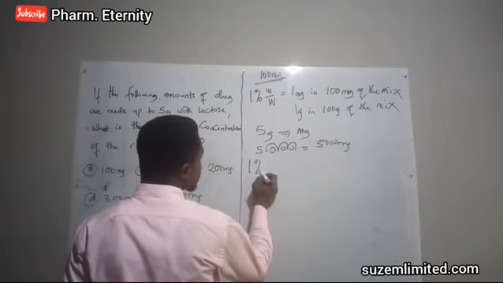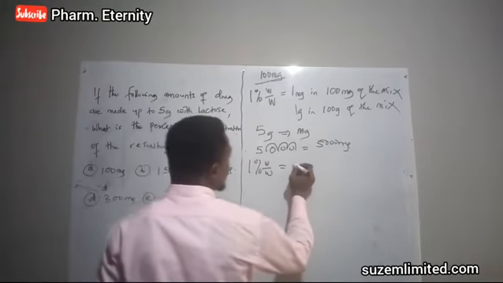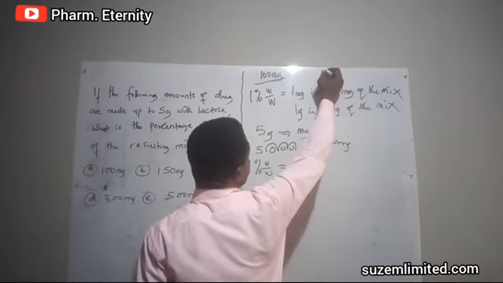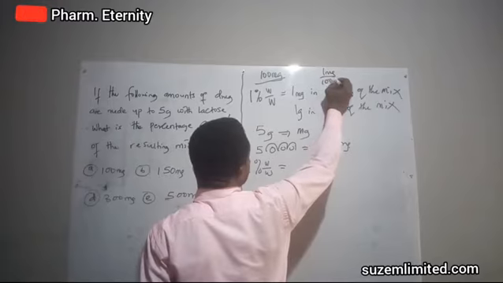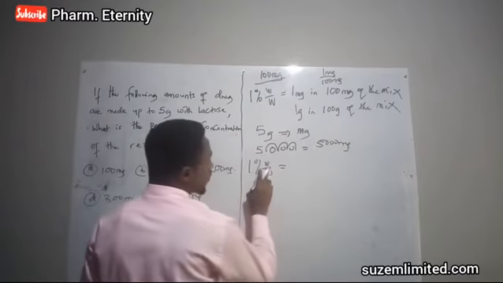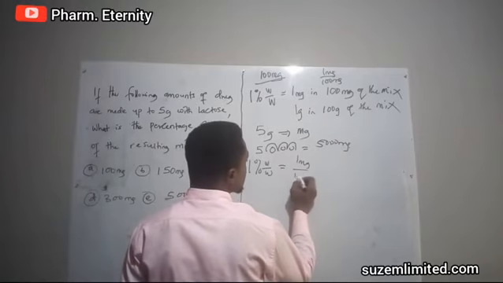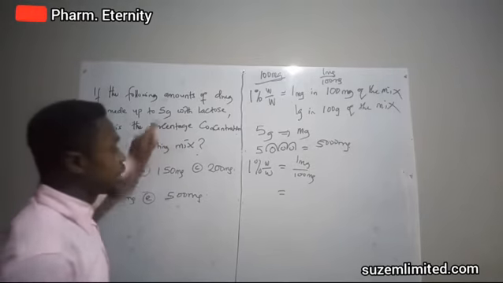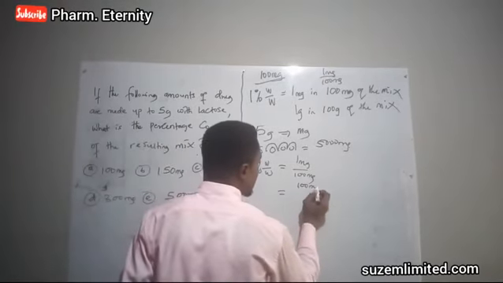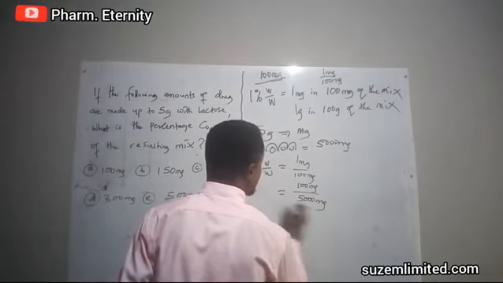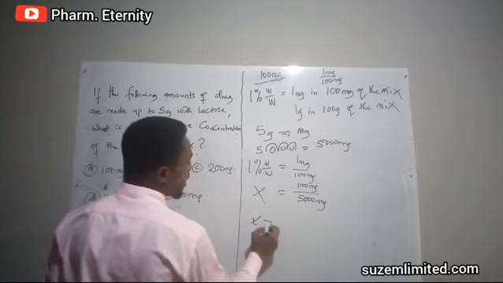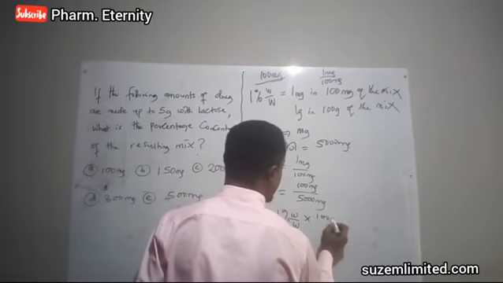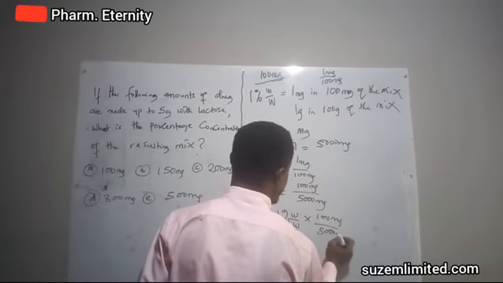If 1% weight per weight is equal to 1 milligram over 100 milligram, therefore we are looking for 100 milligram in 5,000 milligram, which will give us X. So X is equal to 1% weight per weight times 100 milligram over 5,000 milligram, divided by 1 milligram over 100 milligram, because we cross multiply.